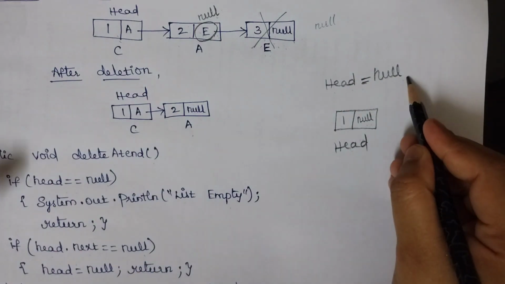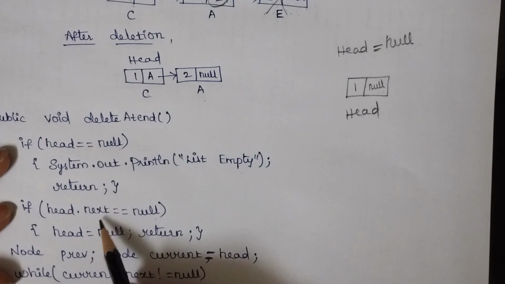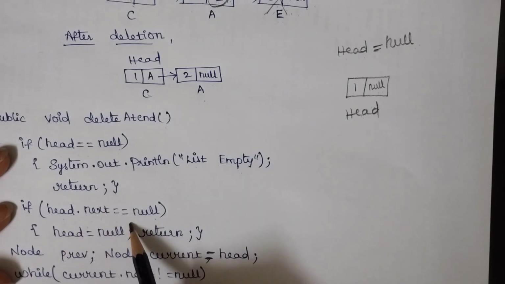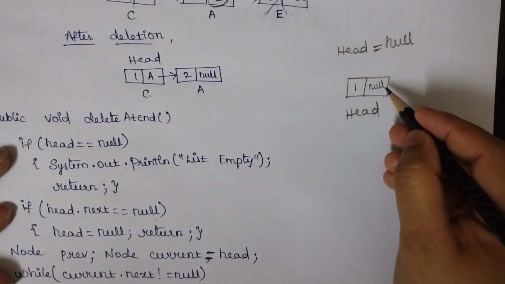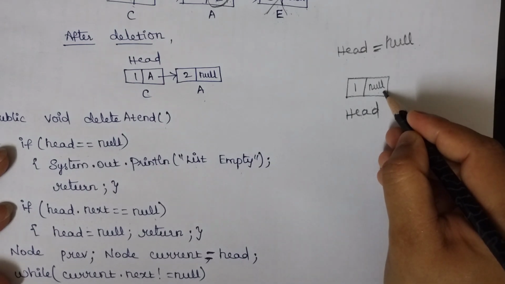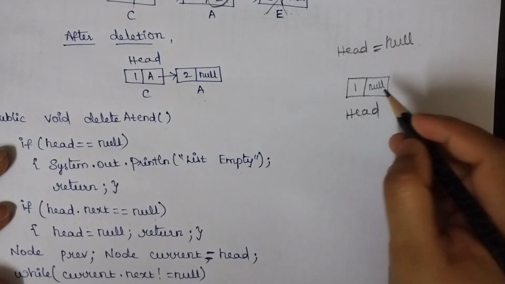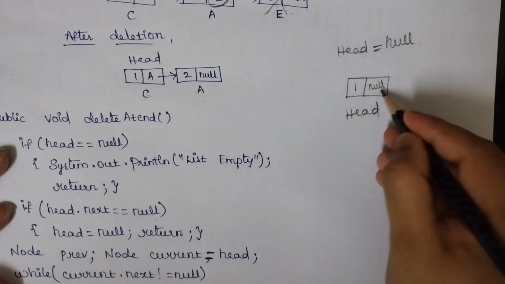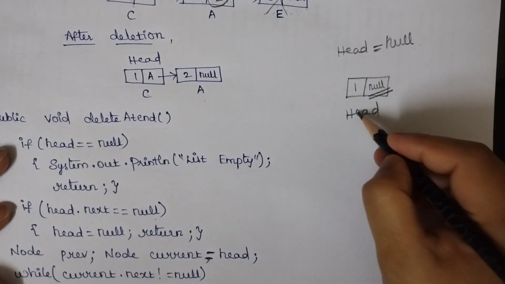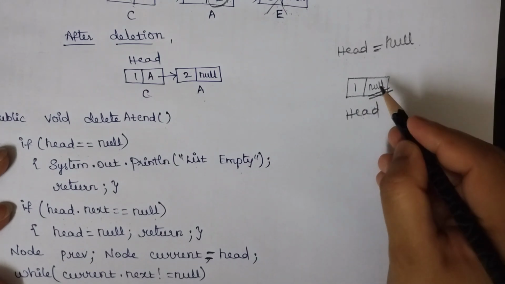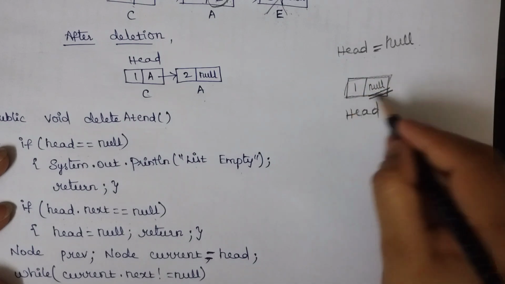If it is not empty, you are checking the next condition. What is the next condition? Head dot next is equal to null, which means your list is having only one node. Okay, if there is only one node in the list, that is what head dot next is equal to null means. Yes, so the list is containing only one node.